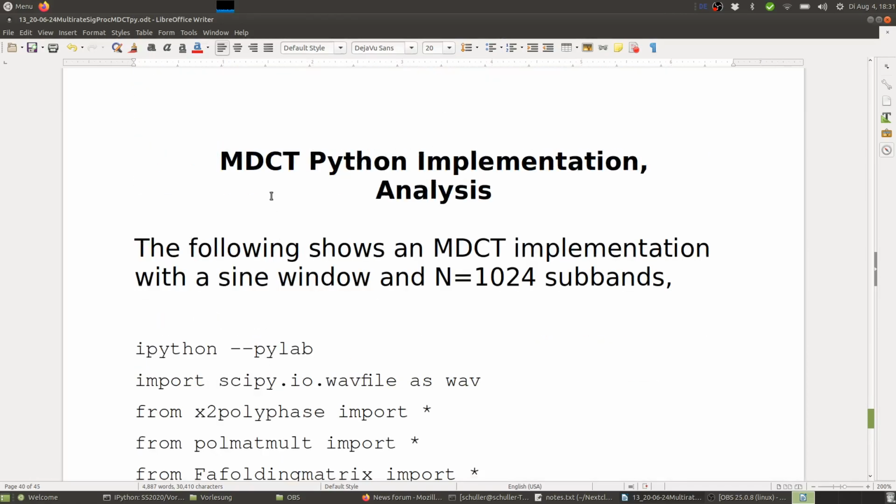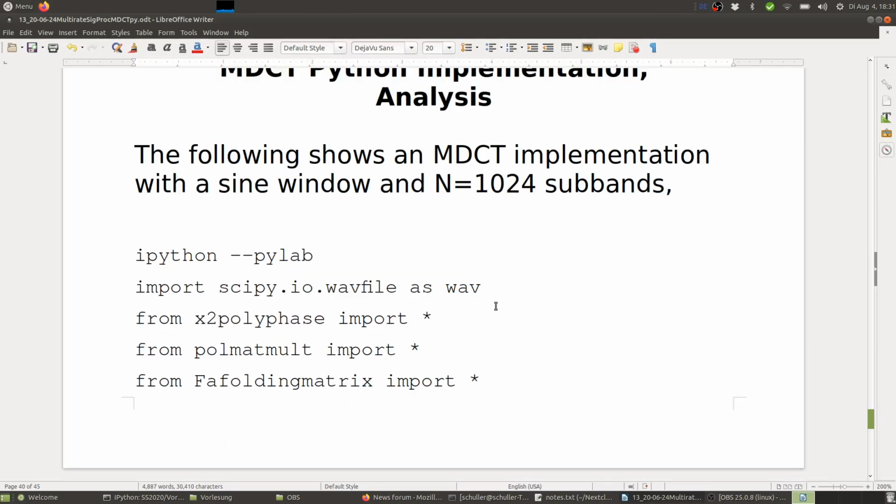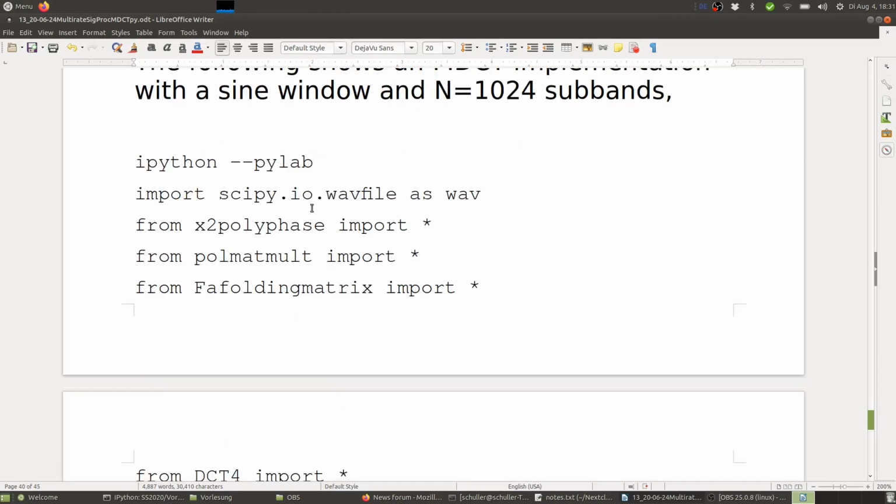Yeah, so here an example, the MDCT Python implementation, first the analysis. The following shows an MDCT implementation with a sine window and N equals 1024 subbands. So that's now a realistic number of subbands. That's the common number used, for instance, in audio coding. So here you can see how we could implement it using IPython -pylab.